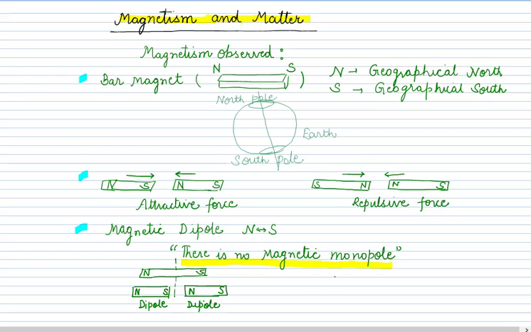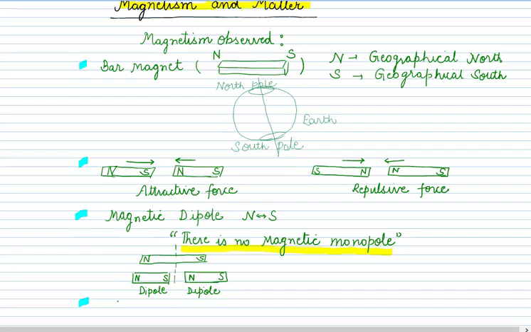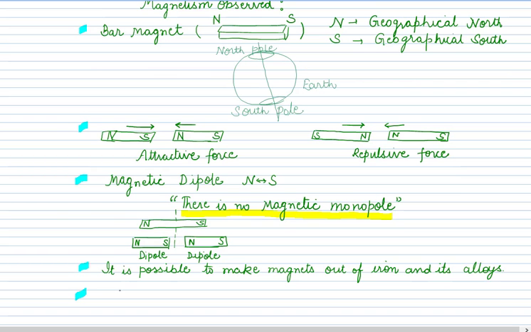And the magnetic monopole does not exist. You know that there exist natural magnets, but can we design some magnets? Yes, it is possible to make magnets out of iron and the alloys of iron. So you can try it anytime and try to convert them into magnets. Fifth and the most important point, that Earth also behaves as a magnet.